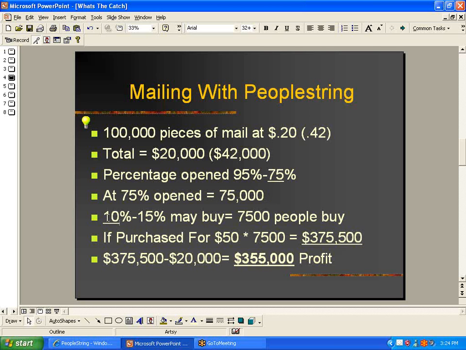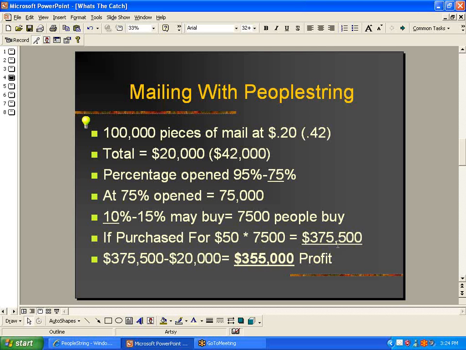That's pretty good. So let's say we have a 10 to 15% rate of people who are going to buy, the same as the other example we saw here. But for this, let's use 10%. Let's go even lower, which will probably be a lot higher because you're getting mail that is probably going to interest you. That's 7,500 people who are going to purchase something at 10%. Let's say we purchased an item the same way as the other example, at $50.